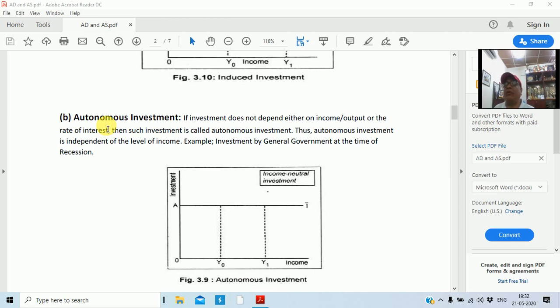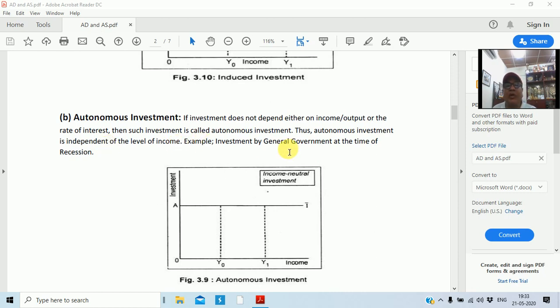Like during the time of recession, when the economy is not doing well, just boosting the morale of the economy, government comes forward and makes the investment. That investment has nothing to do with income. It is independent investment, and that is called autonomous investment. So what is autonomous investment? Independent investment. If investment does not depend either on income, output or the rate of interest, such investment is called autonomous investment. Thus autonomous investment is independent. Why? It does not depend either on income, output or rate of interest. It has nothing to do.